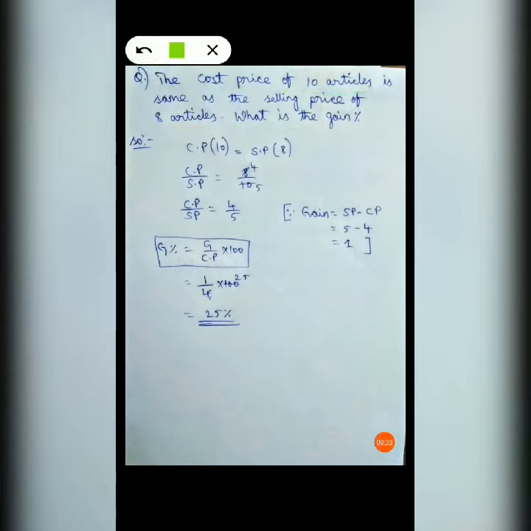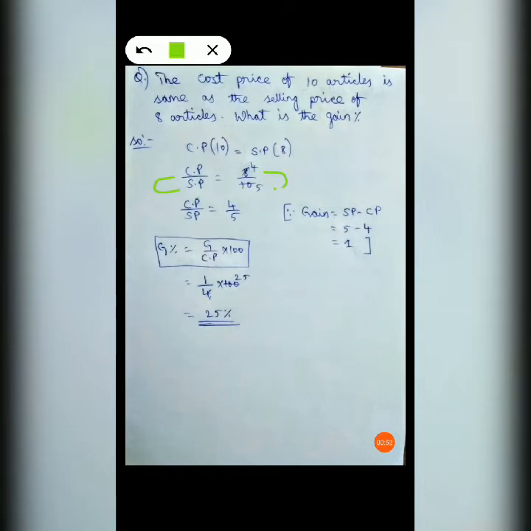So we'll write like this: cost price of 10 articles means CP into 10 equal to selling price of 8 articles means SP into 8. Therefore, we can make a ratio of cost price and selling price. CP by SP equal to 8 by 10. On cancellation, we get 4 by 5. So the ratio CP by SP equal to 4 by 5. Cost price is 4 parts and selling price is 5 parts.